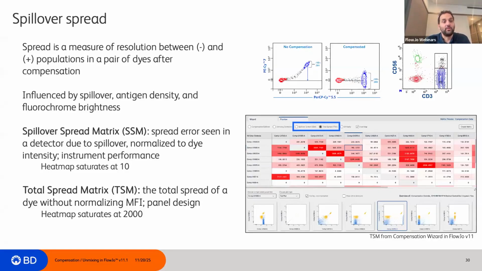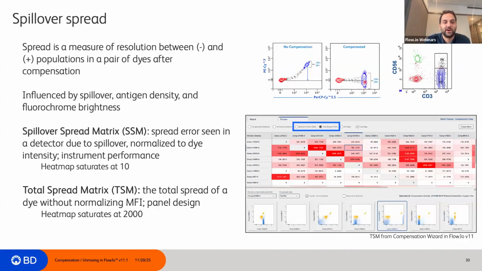Okay, so basically, about the spread. Spread is the measure of the resolution between positive and negative in a pair of dyes after compensation. So basically what happens here is if you have a high spillover to some secondary detectors, we need a lot of subtractions from the rest of the channel, and this can lead to error. So this is typically an instrument error where now you see we have more deviation. This is revealed after we compensate.